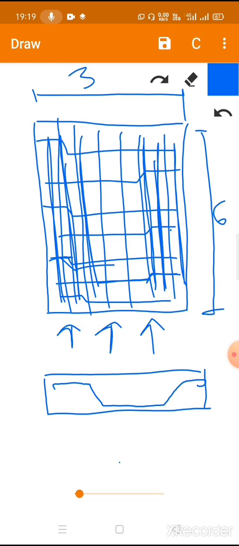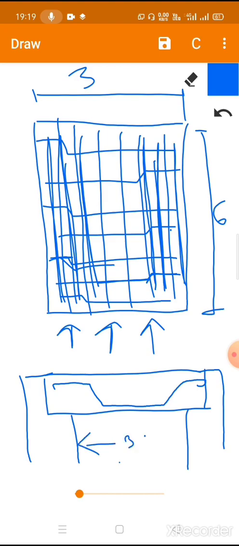Now suppose this is the section of the slab, inserted within the supports like this. Suppose in this direction, what is the span? This is 3 meter as given in the question. Suppose the slab has a bearing of 15 centimeter on either side. That means it is 15 centimeter inserted into the supports.